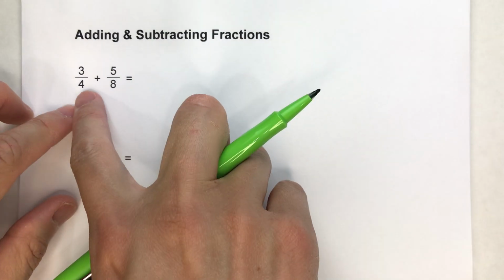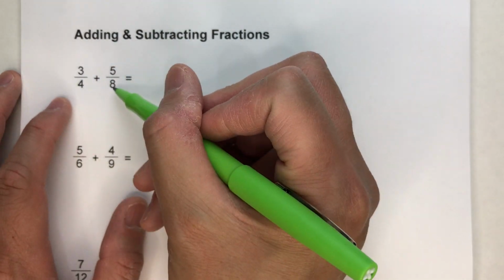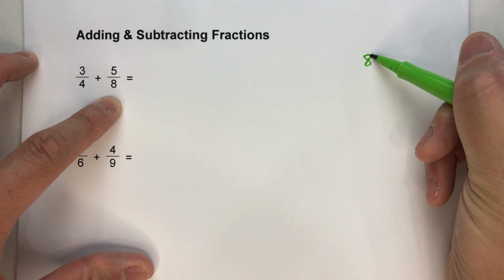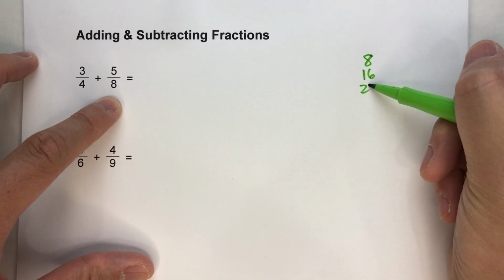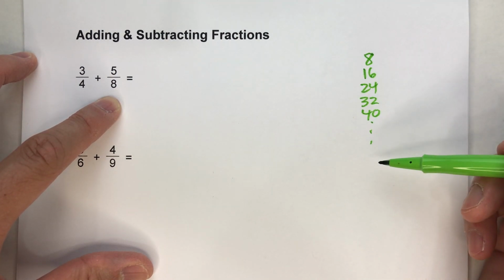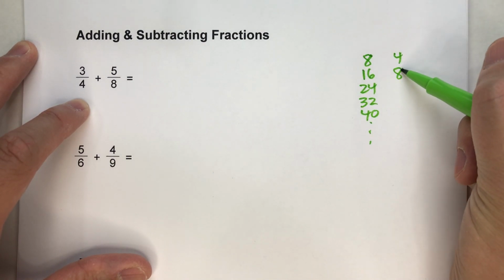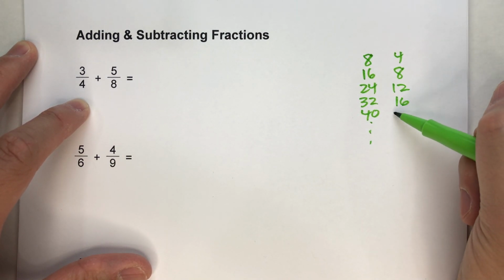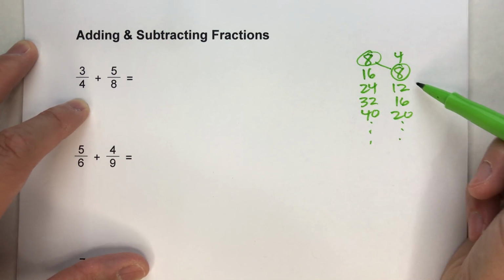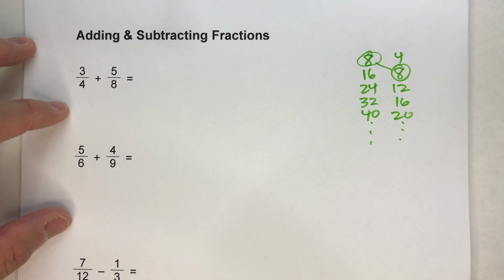And if you have trouble finding a common denominator, what you could do is over on the side, you could just start listing the multiples of the two denominators until you find one that they have in common. For example, 8: 8, 16, 24, 32, 40. All right, there's the first 5 multiples. Now let's list the multiples of 4: 4, 8, 12, 16, 20. But notice, they do have a multiple in common right here. They both have 8 as a common multiple. So that is going to be our common denominator.